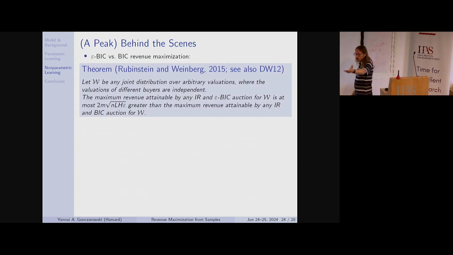And here comes what you asked about. There is a beautiful theorem that says epsilon BIC and BIC, the maximum revenue is not that far apart. This is from Rubinstein and Weinberg, and it goes back to Daskalakis and Weinberg, the roots of this. It says that what you can get using BIC auctions and what you can get using epsilon BIC auctions, the difference is at most various stuff times epsilon.